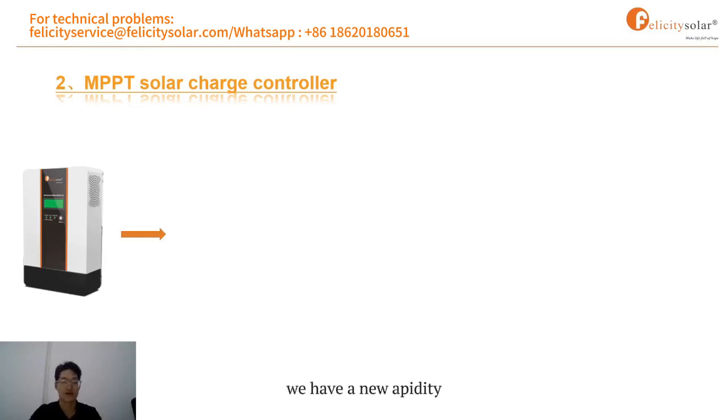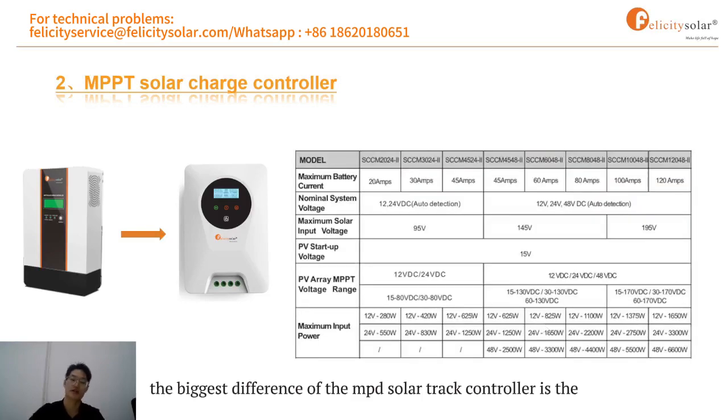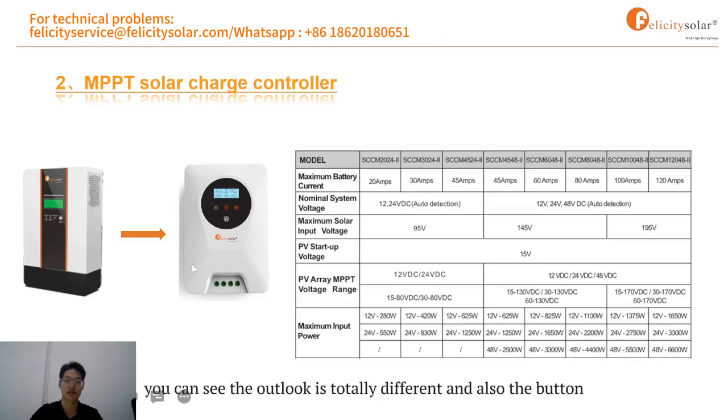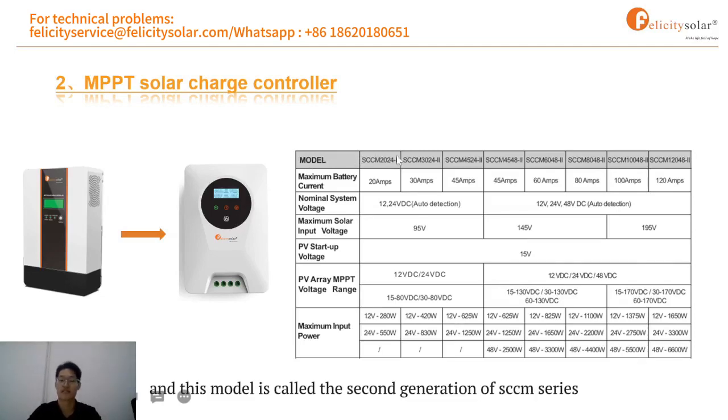We have a new MPPT solar charge controller. You can see the difference. The biggest difference is that the outlook is totally different, and also the button. The old one has pressed buttons, and the new version has a touch screen, just like your cell phone. This model is called the 2nd generation of SCCM series.